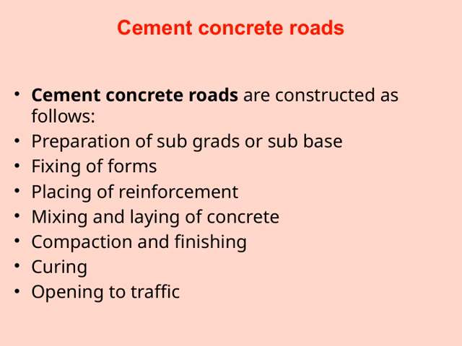Today, I'll walk you through the process of constructing cement concrete roads, which are a critical part of modern infrastructure. First, we start with the preparation of the subgrades or subbase. This step involves ensuring that the ground beneath the road is properly compacted and stable, providing a solid foundation for the concrete. Once the subbase is ready, we move on to fixing the forms. These forms act as molds to shape the concrete and define the edges of the road, ensuring a smooth and precise surface. Next, we place the reinforcement, which is typically steel bars or mesh.